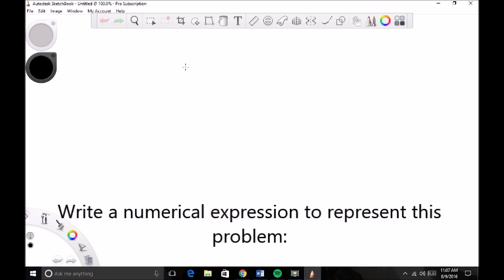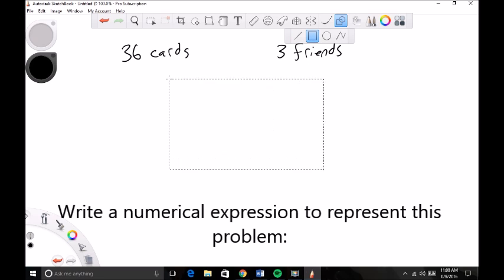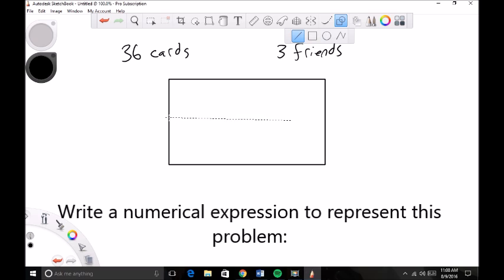Okay, so a box of 36 character cards. So 36 cards is shared among 3 friends. And they want you to represent the problem using a strip diagram. And so it gives you a thing that looks like this. That is good enough. And then it says we've got 36 up here. It's the 36 cards.